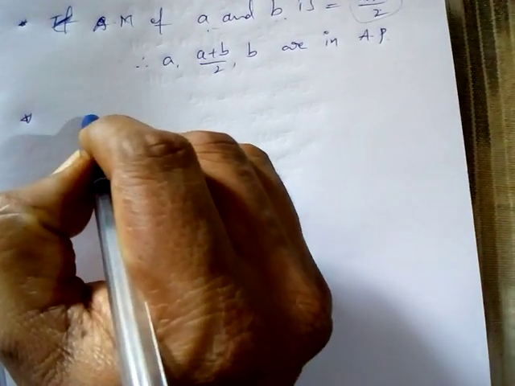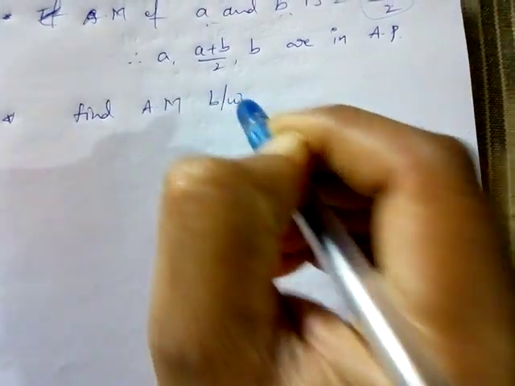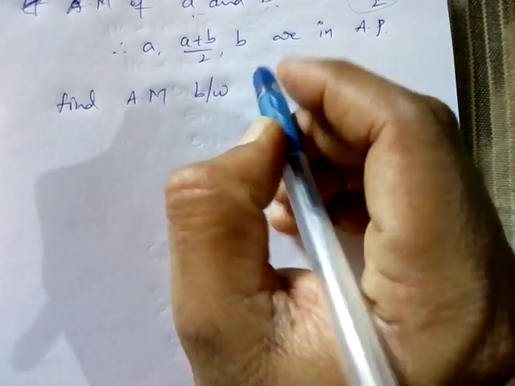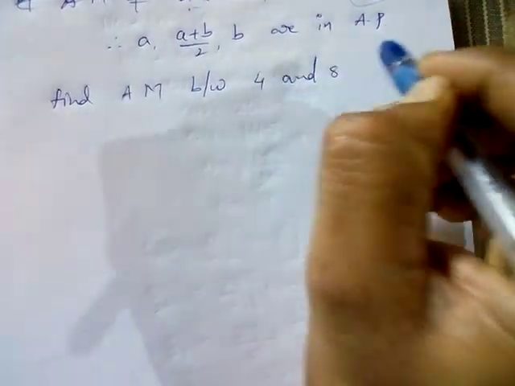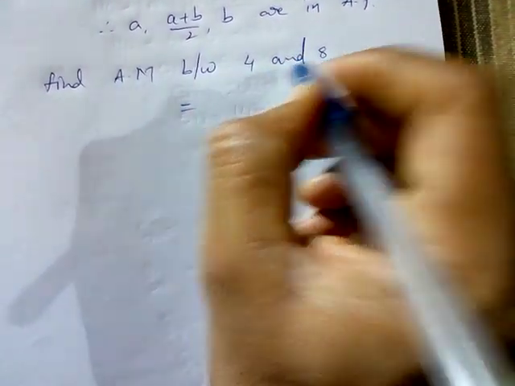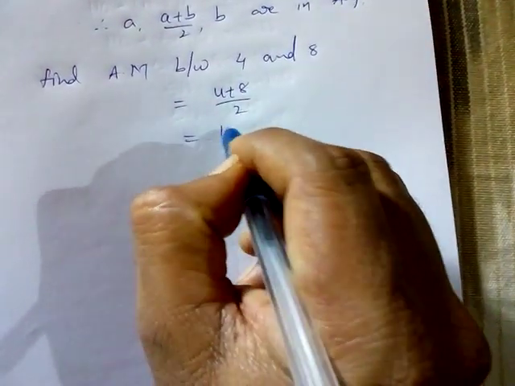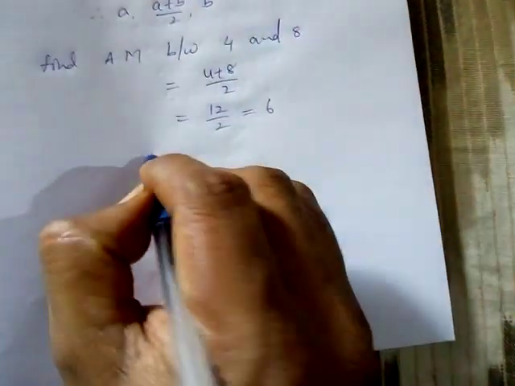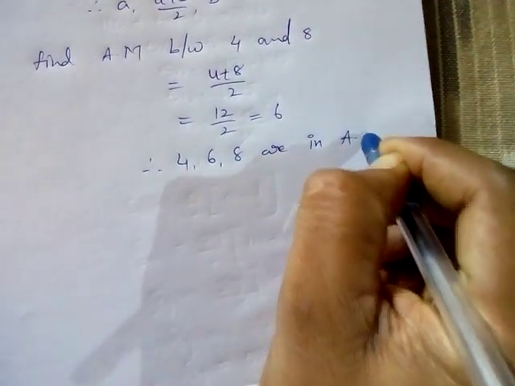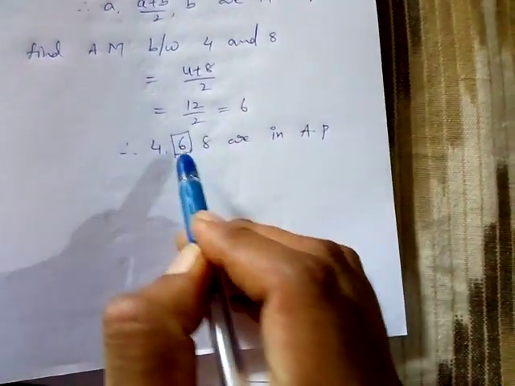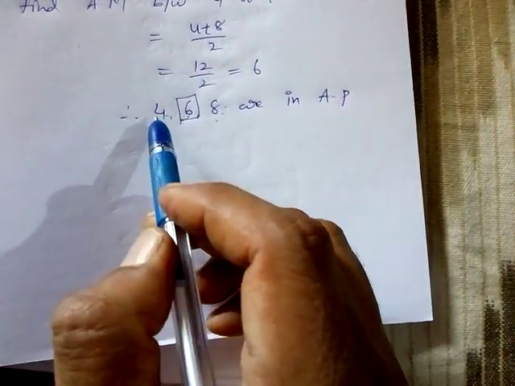See one more example. Find the arithmetic mean between 4 and 8. So how to find that? (A plus B) by 2, so (4 plus 8) by 2. That means 12 by 2, which is 6. So therefore 4, 6, 8 are in AP. That's why the middle term 6 is called the arithmetic mean of the remaining two terms 4 and 8. So 6 is the arithmetic mean of 4 and 8.